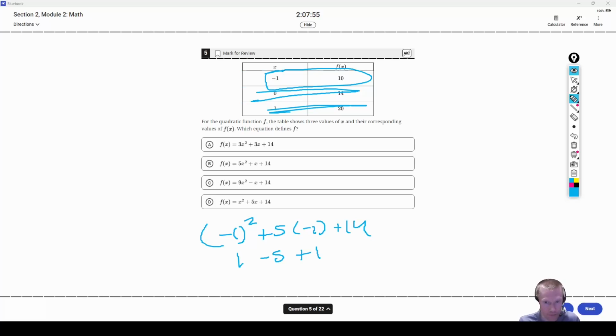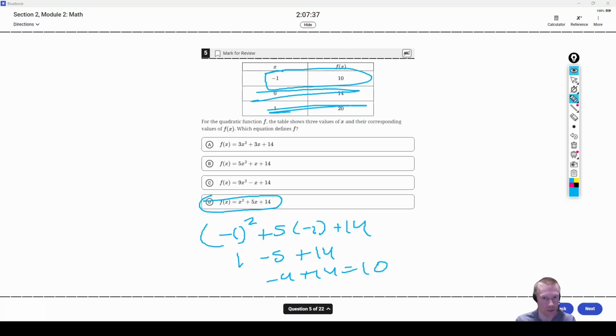1 minus 5 plus 14. Negative 4 plus 14, and you get 10. And again, this calculation, you could obviously do this in Desmos. You don't have to write this out by hand, but just this process of plugging a point in to see which function it matches is an alternate way to solve this. So again, correct answer is going to be letter D.